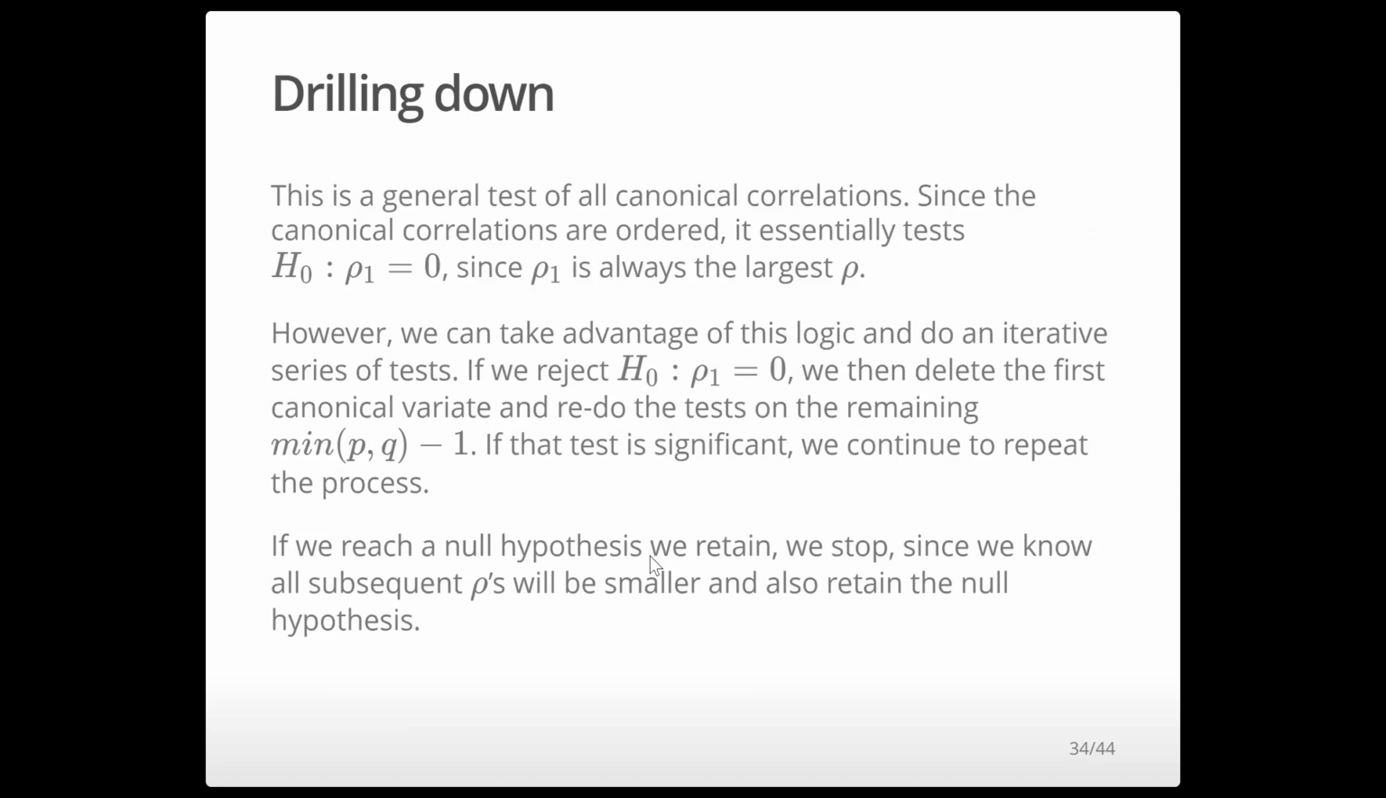And so this is a general test of all canonical correlations, but since the canonical correlations are ordered from largest to smallest, it's really just testing the null hypothesis that the first canonical correlation is 0. Since if the first canonical correlation is 0, all of the subsequent ones are also going to be closer to 0 than the first one, so that we won't be able to reject the null hypothesis for any of them.